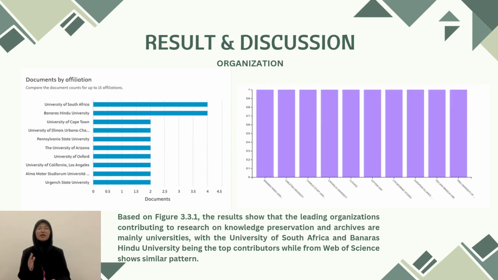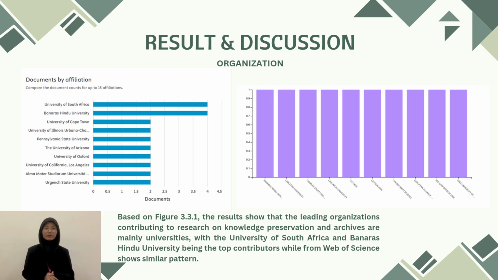Move to the next part, which is organization. Based on figure 3.3.1, the Scopus chart shows that the top organizations are mostly from University of South Africa and Banaras Hindu University. These are the top universities doing research about knowledge preservation archive, which highlights strong research output.